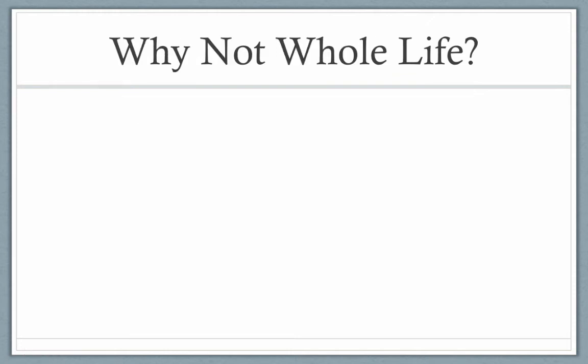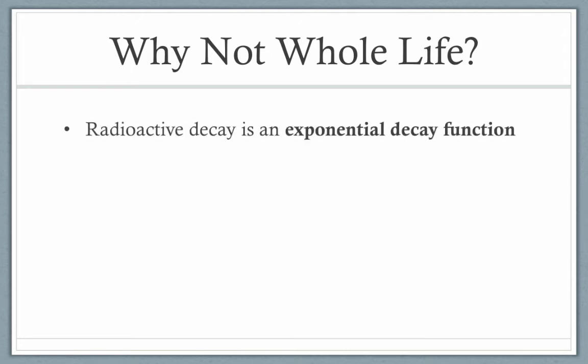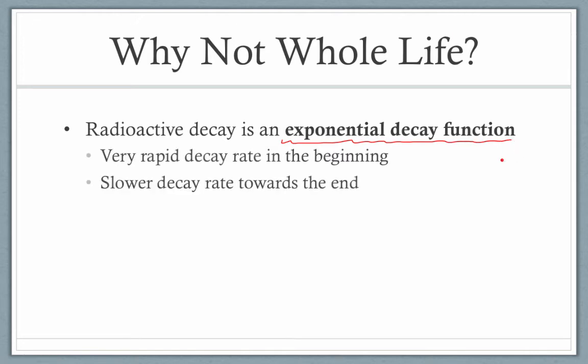So before we move on to our last segment here, which has to do with carbon dating, I always get the question, why not whole life? Measuring the time it takes for half of the sample to go away seems particularly odd. And the answer comes from the fact that radioactive decay is an exponential decay function. If you remember back from your mathematics class, this means we have very rapid decay in the beginning of the process. We saw those graphs were very steep, and we have much slower decay towards the end.